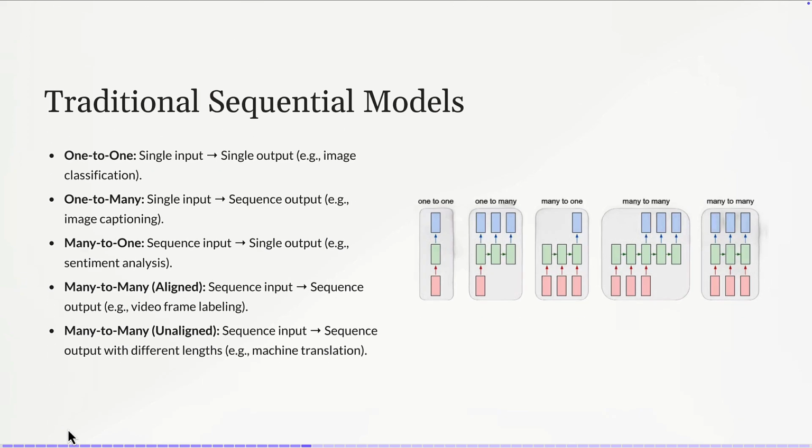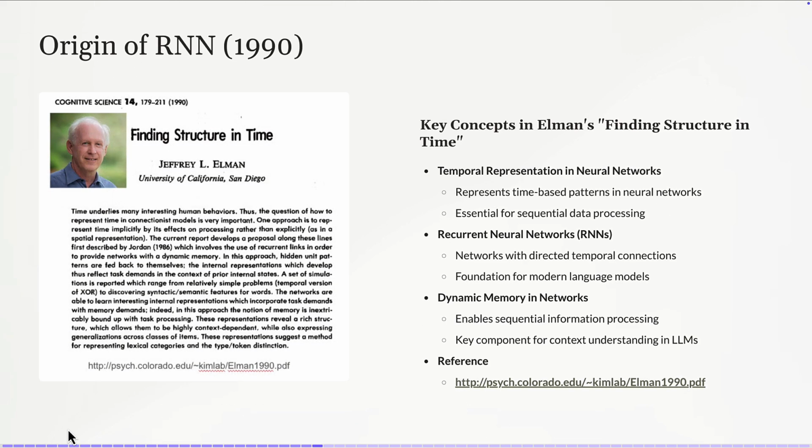Traditional sequential models based on recurrent neural networks were able to process different types of input and output. So we had one-to-one, one-to-many, many-to-one, and many-to-many in different ways, whether with equal input and output feature size, or different. So let's take them one by one.